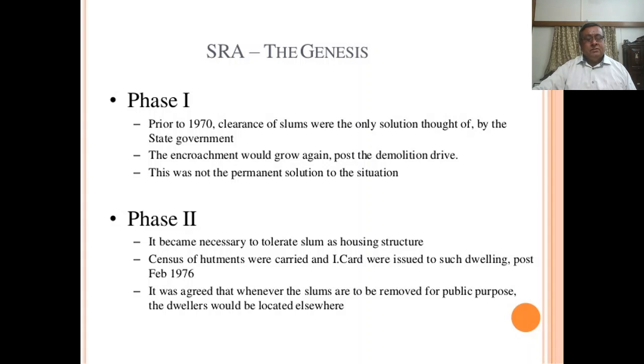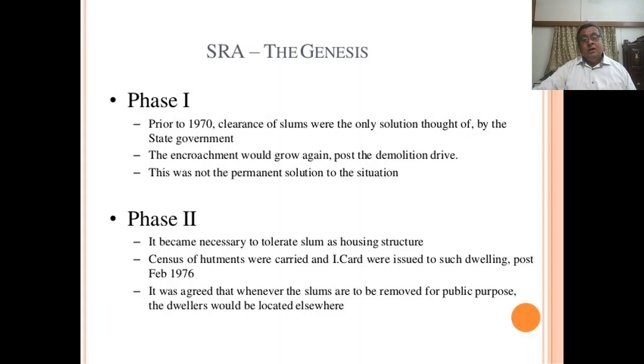Now let's see SRA, the genesis. Slum Rehabilitation Authority, the genesis. Phase 1. Prior to 1970, clearance of slums was the only solution thought of by the state government. The encroachment would grow again post the demolition drive. This was not the permanent solution to the situation.